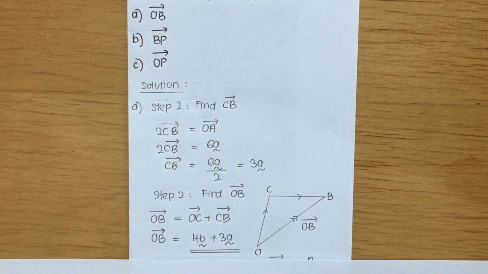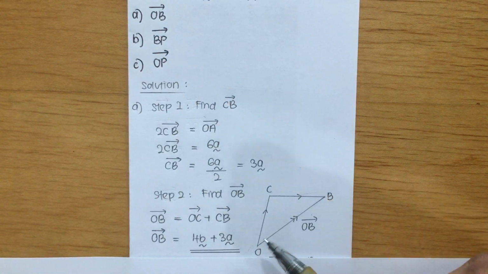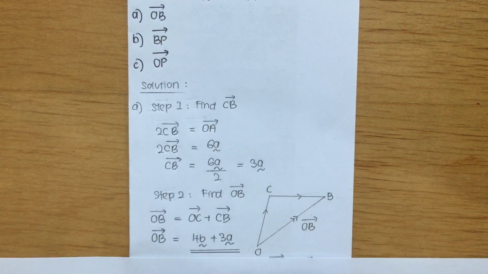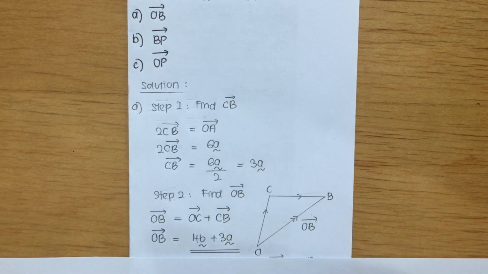If you don't see clearly, as I draw over here, this is the diagram of the triangle law, which consists of O, C and B. To find OB, you need to calculate the vector OC plus the vector CB. We already have the value OC is 4B and CB is 3A, so we can immediately calculate our vector OB.